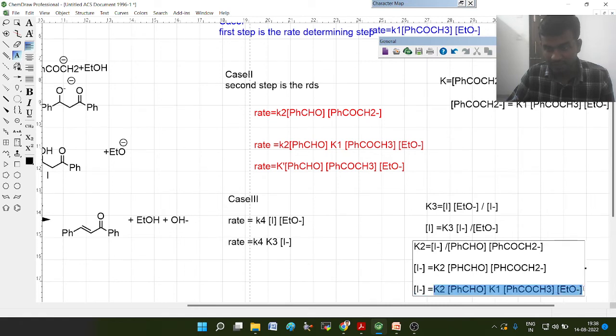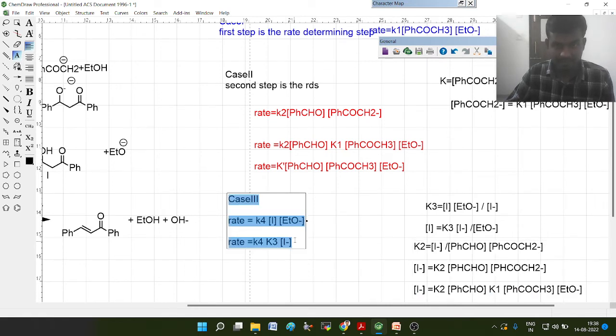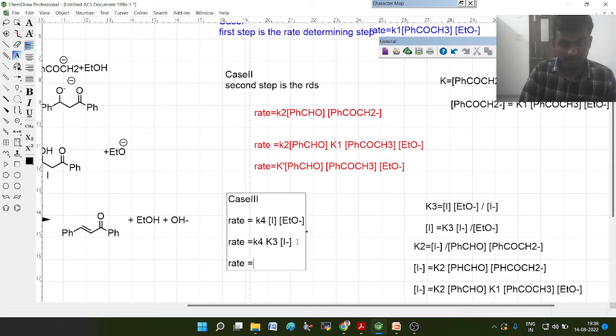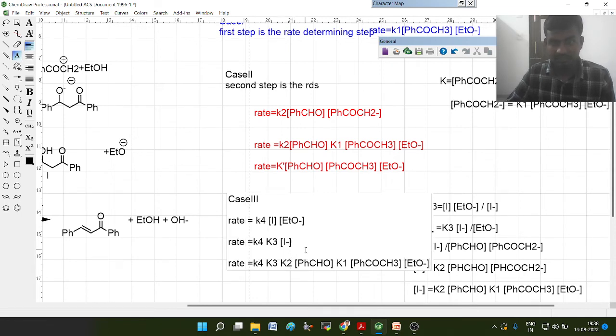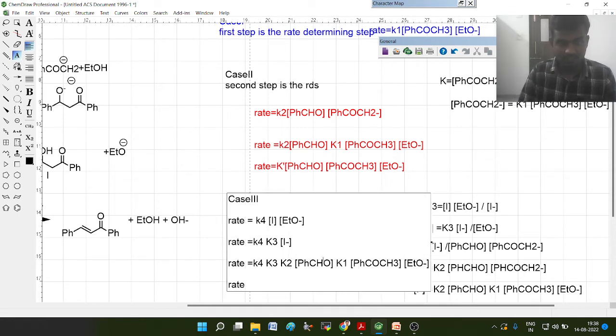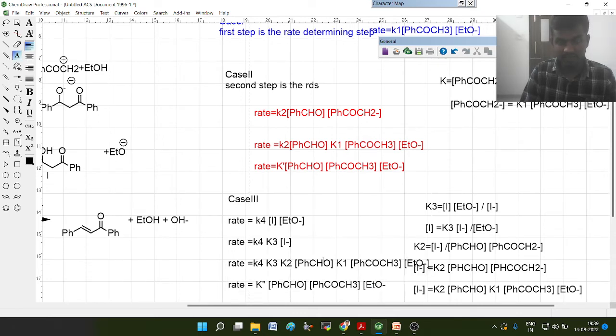So I will copy this part, Control C, and place it here. Remember, here we were, right? Rate equals K4 multiplied by capital K3 into, in place of that, Control V. So now it is a little more clear. Again the rate will be, putting all this together, the constant K double prime into the concentration of PhCHO, the concentration of PhCOCH3, and the concentration of EtO minus.